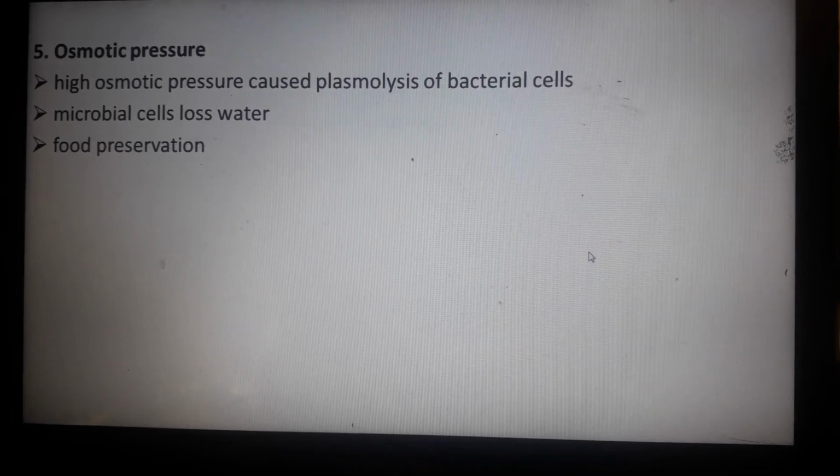In high osmotic pressure, there is a loss of water that will lead to lysis. The cells will lyse, so there is death of cells that will happen. Usually it is used in preservation.